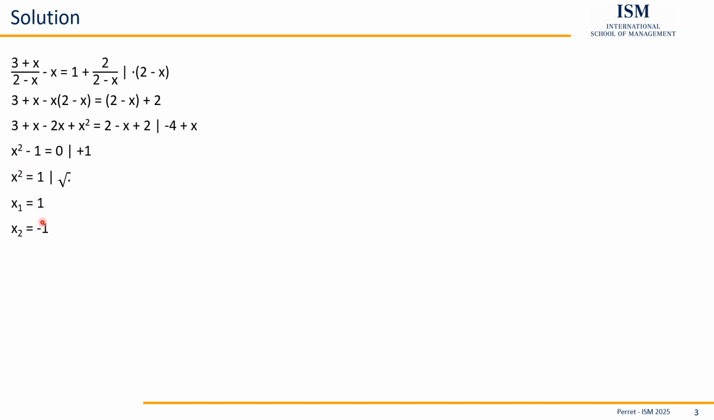Since none of the two solutions is 2, I can rest assured that those two are actually feasible and I will be able to insert both of those solutions into the equation. So here I have found two feasible solutions for my initial equation.